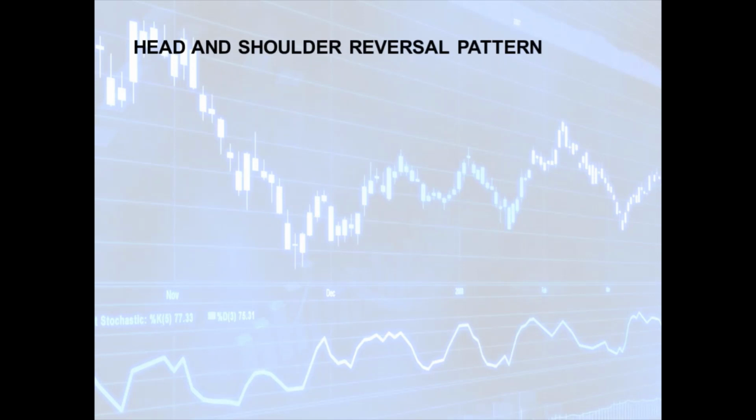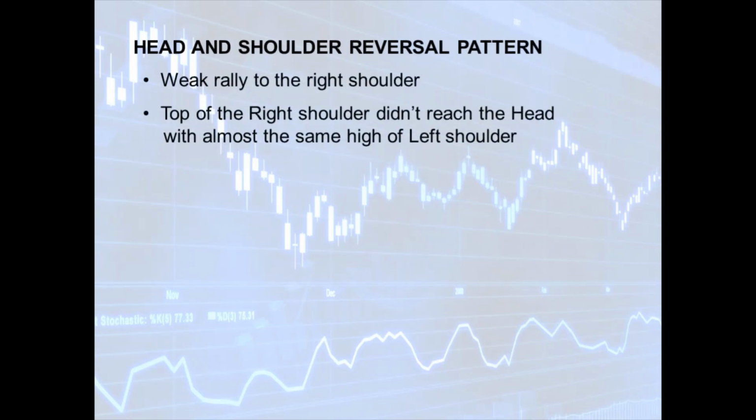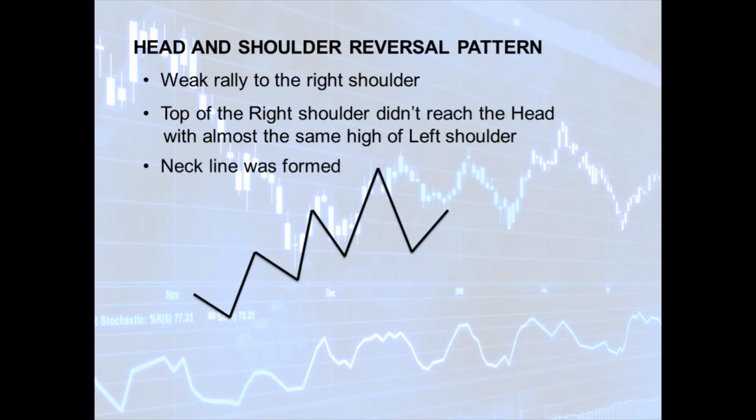There is a weak rally to the right shoulder with a lighter volume. The right shoulder height didn't reach the head and is almost at the same height as the left shoulder. And then the price is now trading sideways and the neckline is formed and serves as a support level. The neckline is a line joining the dips between the two shoulders.